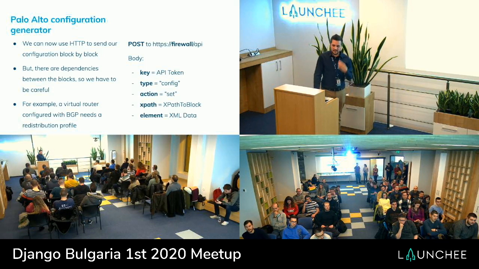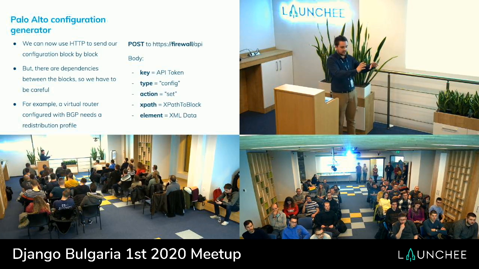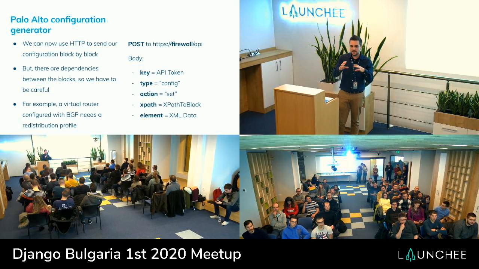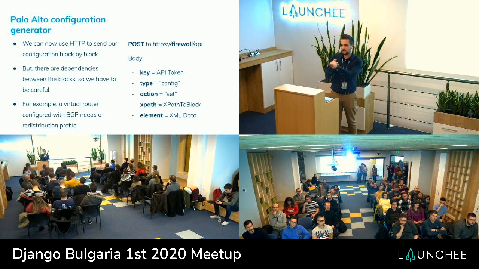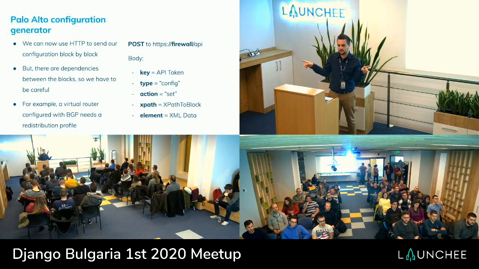But the thing is that there are some dependencies in all that. For example, you might want to configure BGP routing on your firewall. Fine. We might identify which piece of the configuration is responsible for BGP. Fair enough. But then you learn that BGP actually needs a redistribution profile. OK, that's one dependency. We can manage it. Then you realize that your redistribution profile needs access to some elements, like to which peers I need to redistribute. And then you have another dependency that you have to manage.